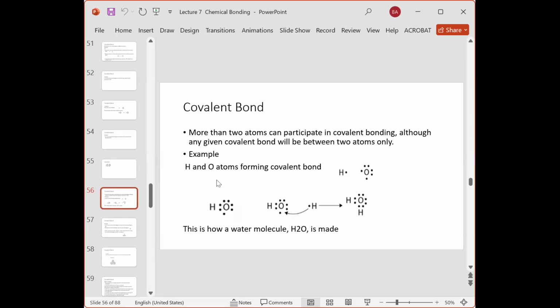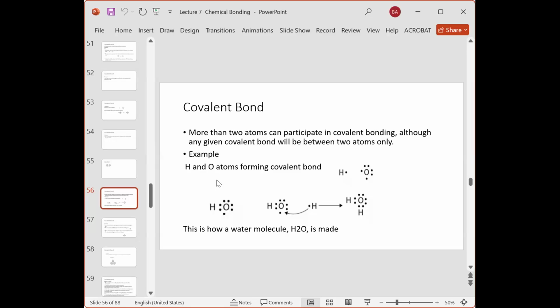Now let's see. More than 2 atoms can also participate in covalent bonding, although any given covalent bond would be between 2 atoms only. Hydrogen and oxygen atoms forming covalent bonds. Hydrogen, we all know, has only 1 electron. Oxygen has 6 electrons on its atomic shell. So if 1 hydrogen bonds with an oxygen atom, oxygen will have 7, and hydrogen will satisfy its octet, which for hydrogen is just 2.